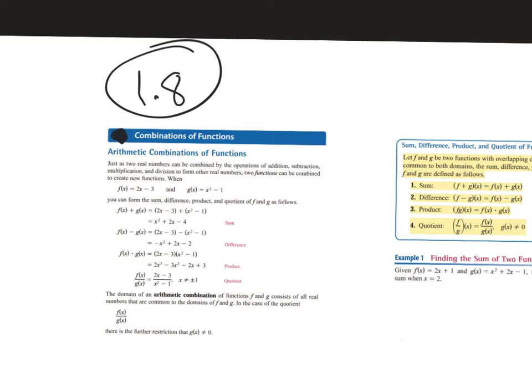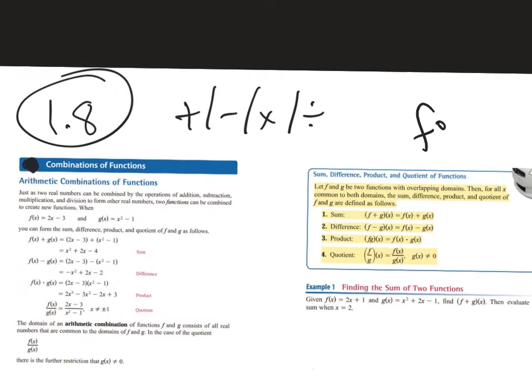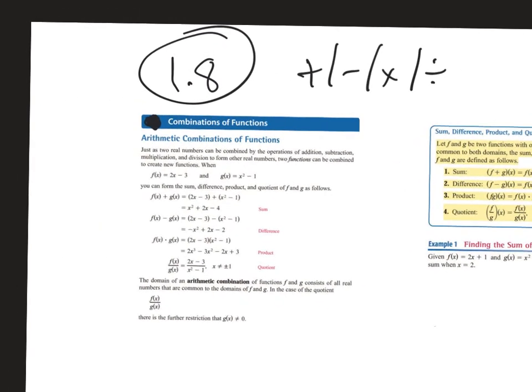Today we're going to talk about combining functions using addition, subtraction, multiplication, and division. Tomorrow we're going to talk about compositions of functions, like f of g of x, where you took the g function and plugged it into the f and then simplified. It's a little more involved, nothing too crazy. So let's look here just to remind ourselves.